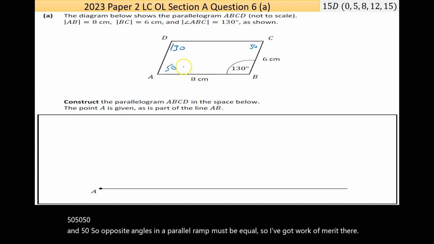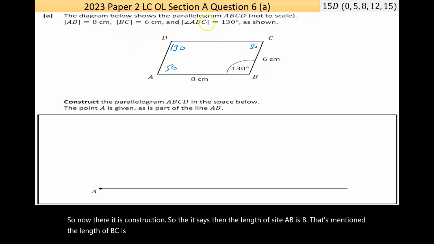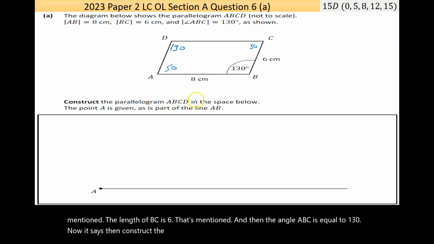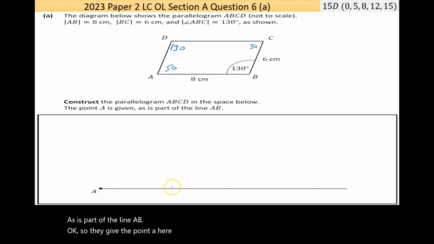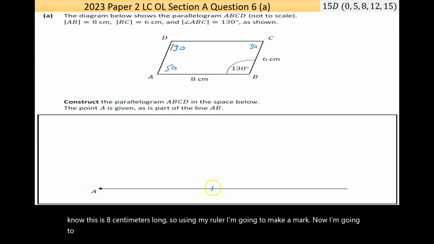So now it is a construction. It says the length of side AB is 8, that's mentioned. The length of BC is 6, that's mentioned. And then the angle ABC is equal to 130. Now it says construct the parallelogram ABCD in the space below. The point A is given as part of the line AB. So they give the point A here and they give it just a line of indeterminate length. Now, I know this is 8 centimeters long, so using my ruler, I'm going to make a mark. I'm going to pretend this is 8 centimeters, and that's the point B. Now, that's definitely a work of merit. Very easy when you think about it.